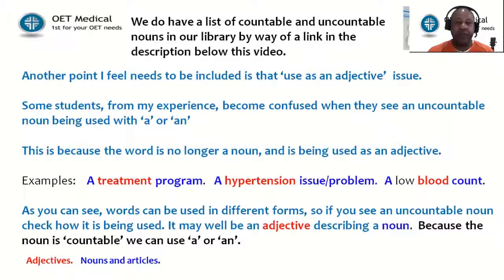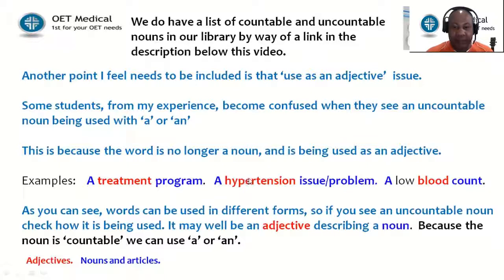And another point that I feel needs to be included is that use as an adjective issue. From my experience as a teacher, some students become confused when they see an uncountable noun, but it's being used with a or an. This is because the word is no longer being used as a noun. It's being changed to an adjective. So here are some simple examples. A treatment program. We're talking about the program. So program is countable. Treatment is the adjective.